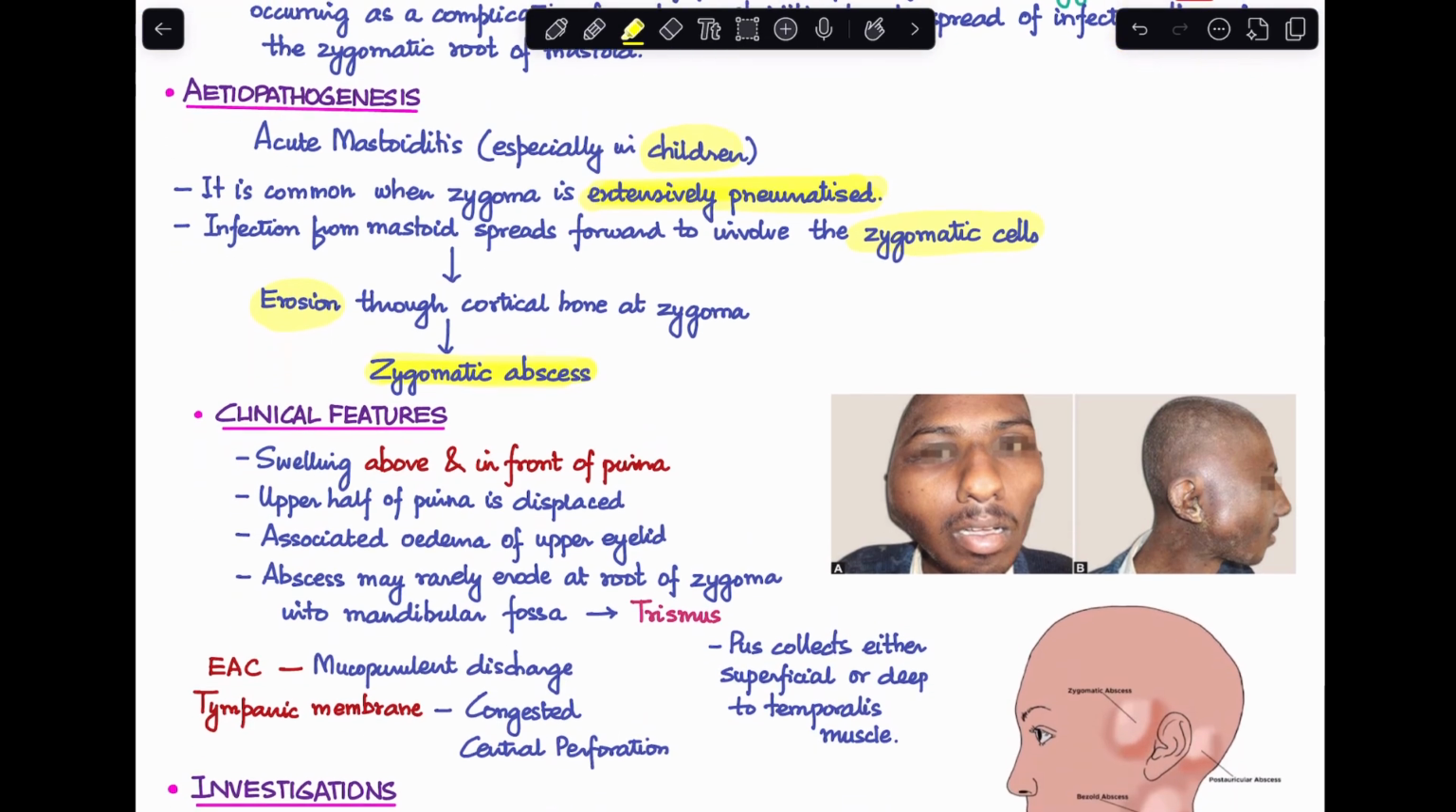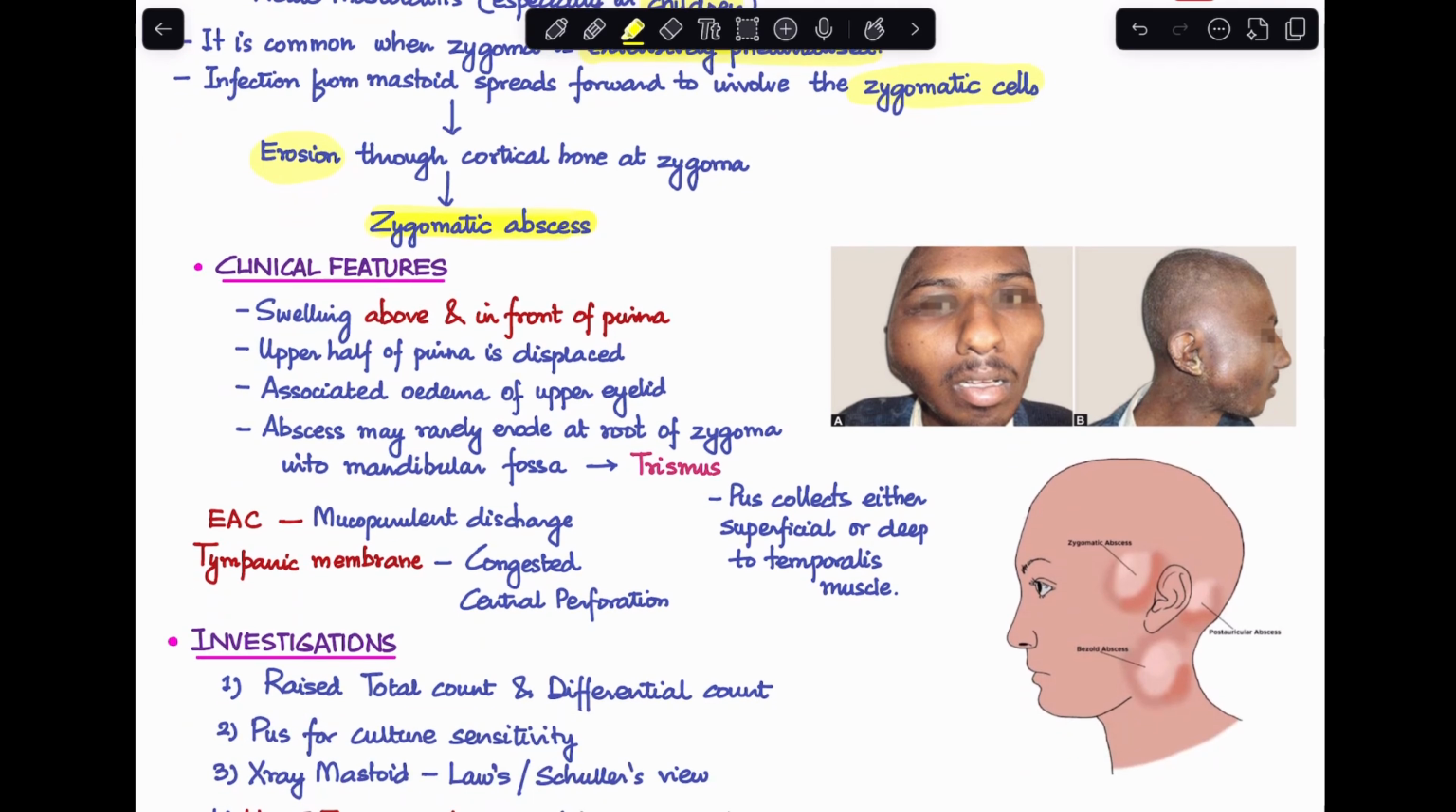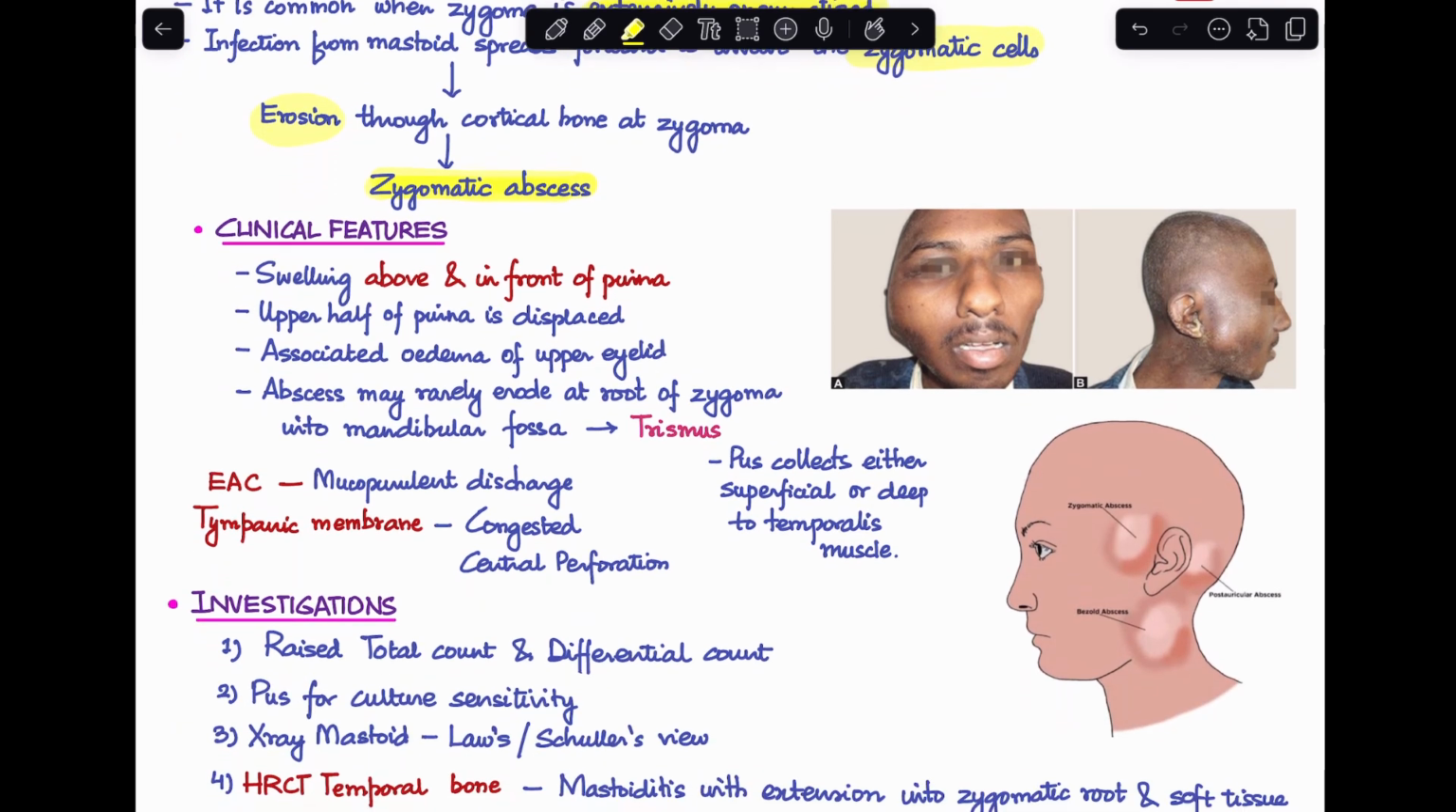Next, let's talk about how this patient will present to you. If you see in the image on the right side, the first image is the frontal view of a zygomatic abscess and the second one is a lateral view. You can see that there is a swelling which develops above and in front of the pinna.